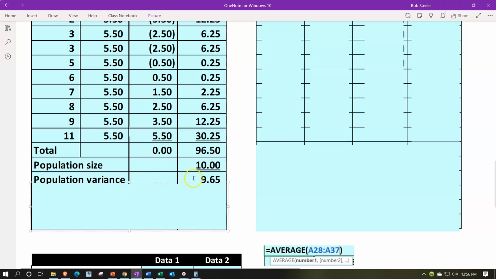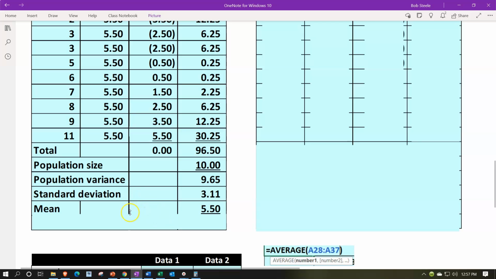But note, again, this variance has those squared numbers in it. So although this gives us a variance, if we're talking dollars here, we're talking about squared dollars. So we want to remove the squared component from the population variance, which would give us the standard deviation, the 3.11, which if they were in dollars would be dollar units.